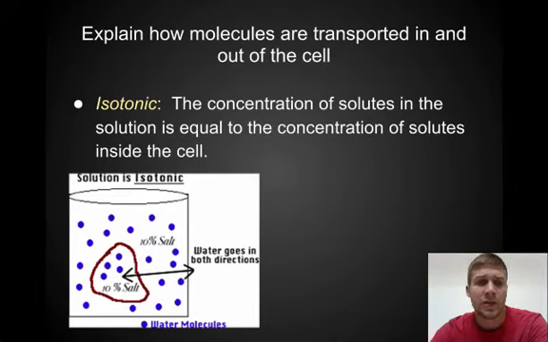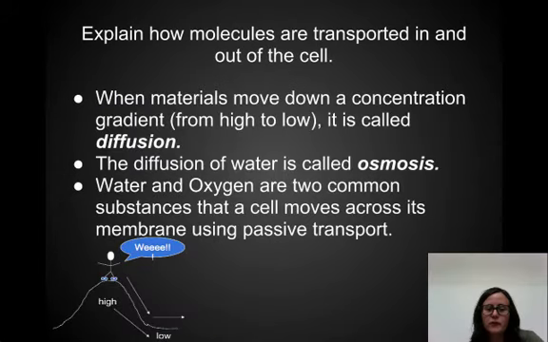So in isotonic situations, the amount of water going into a cell is going to equal the amount of water going out of a cell. Your cell is trying to maintain an isotonic situation. This is just part of keeping homeostasis inside the cell, keeping a constant environment. When we talk about this movement of materials from a high to low concentration down a concentration gradient, we call it diffusion. The diffusion of water is called osmosis.